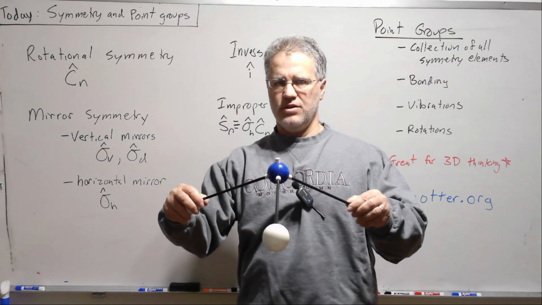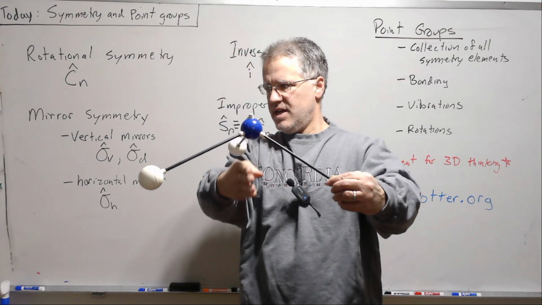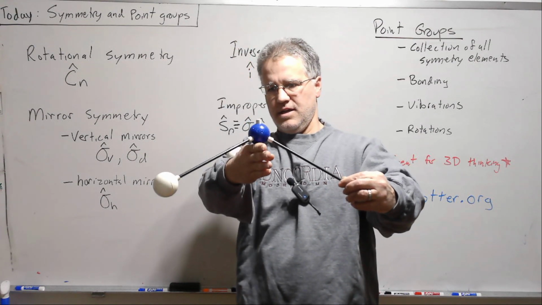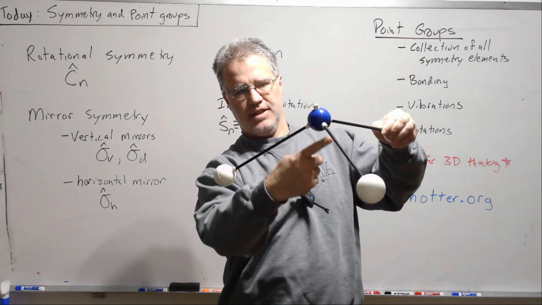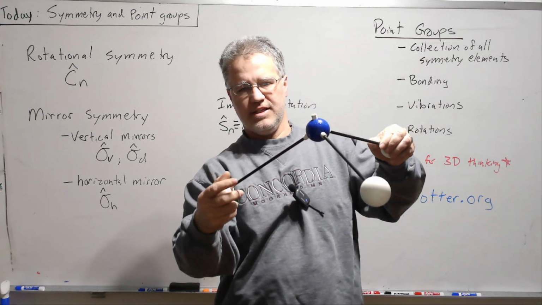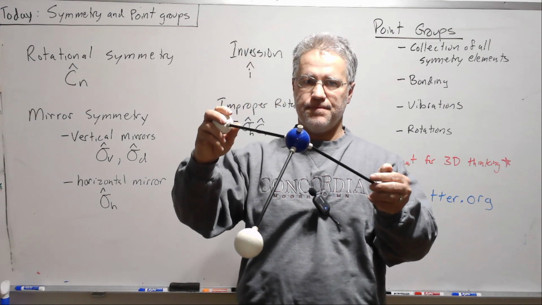And so now we're going to look for vertical mirrors, and yes, there's one right here that involves the plane that contains these two and the full principal axes. And then there's this one and this one. So this has 3 vertical mirror planes.